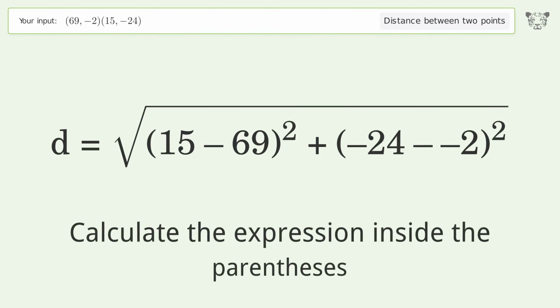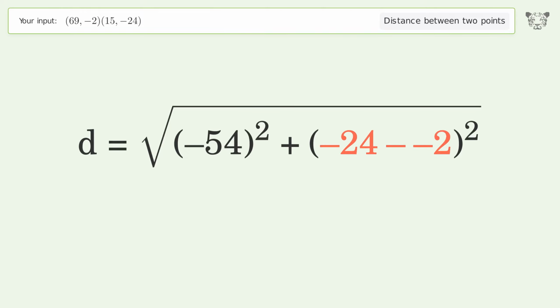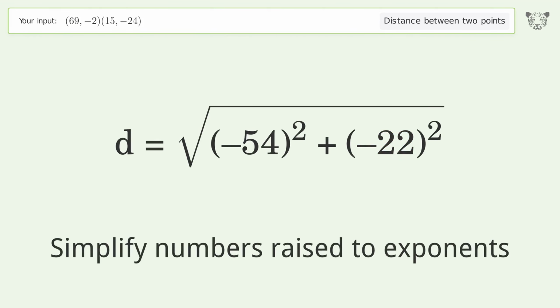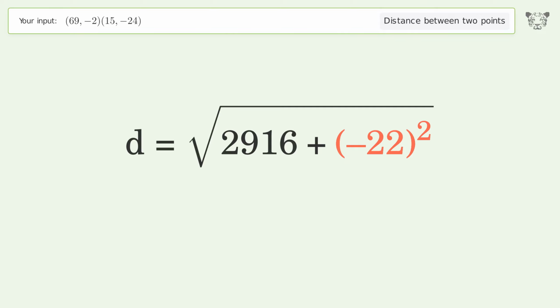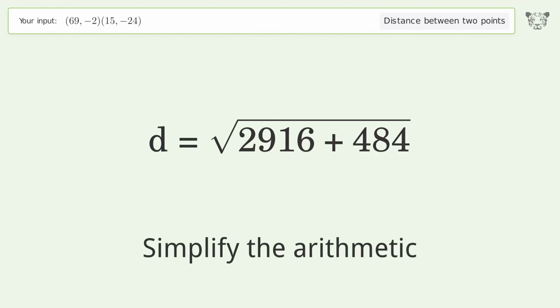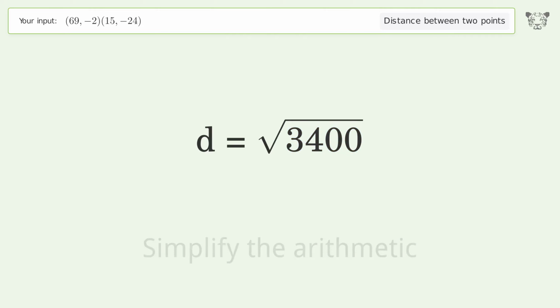Calculate the expression inside the parentheses. Simplify numbers raised to exponents. Simplify the arithmetic. And so the distance between the 2 points is the square root of 3,400 or 58.31.